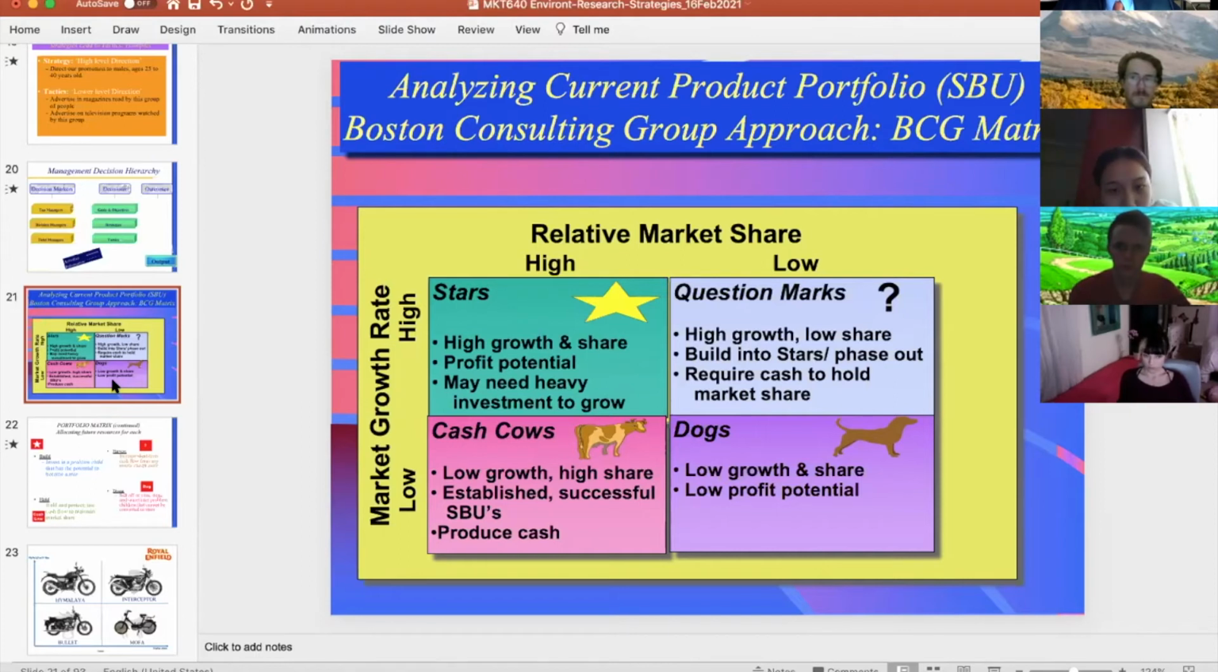So what you do is you divest from the dogs. The question mark, the problem you have is you're not selling enough, so you need to sell more of the question mark so that you can turn it into a star. The cash cow is usually a product that used to be a star. Why is it now a cash cow? Because there's less demand in the market.